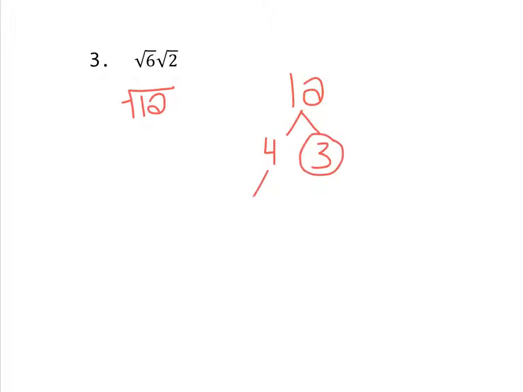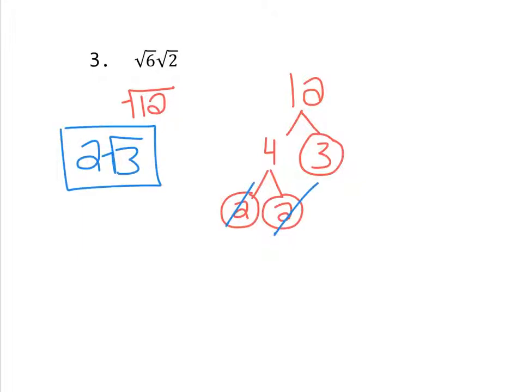3 is a prime, and 4 is 2 times 2. So we have one pair of 2's, cross out that pair, and 3 is left over. So 2 square root of 3 is our answer.